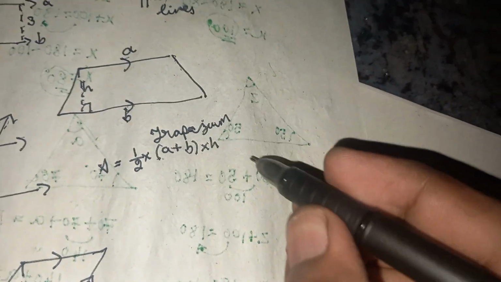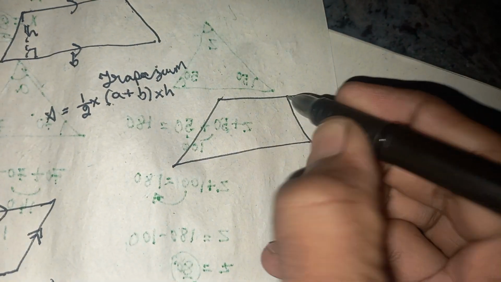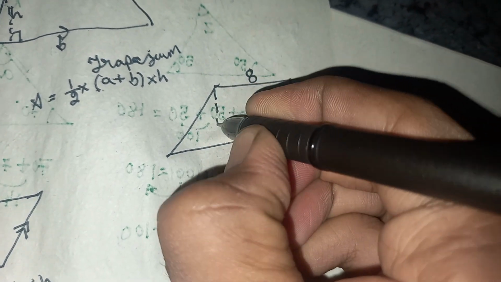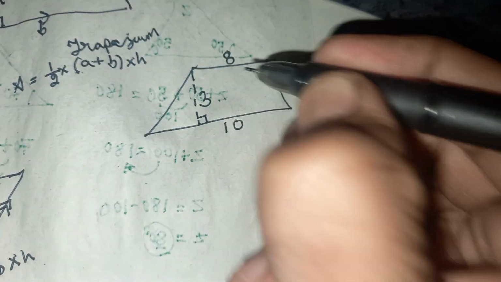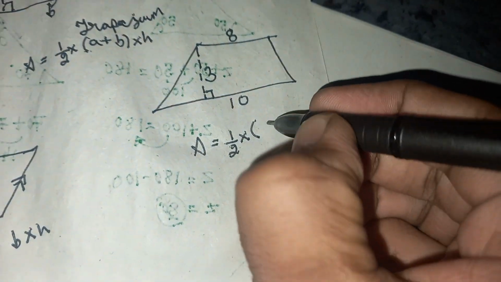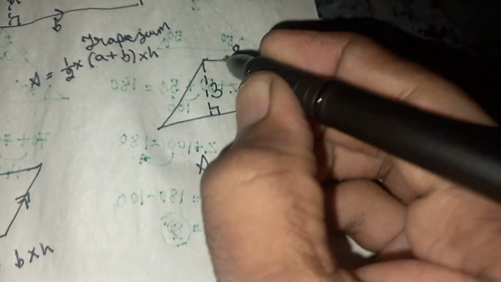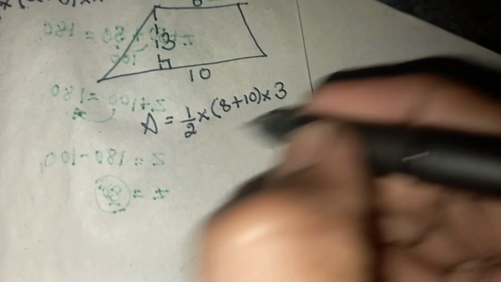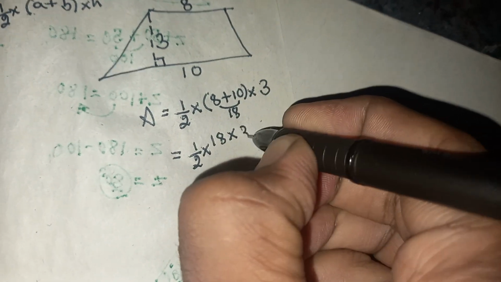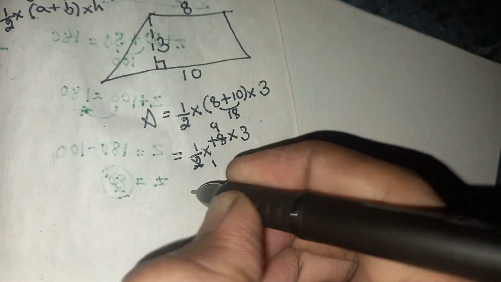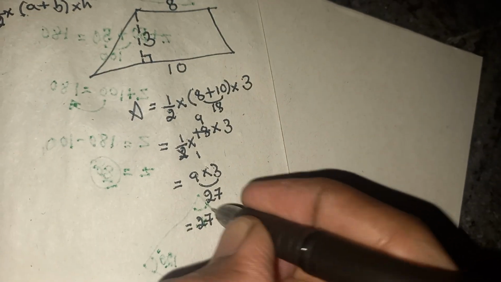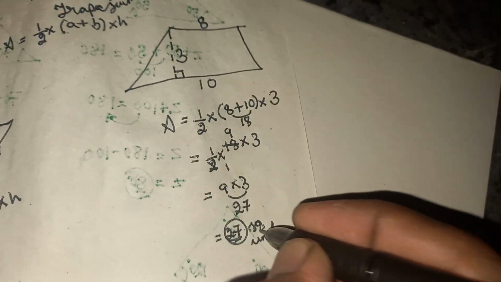Here, first to do the trapezium, you take a trapezium and they have given this parallel side length as 10 units, this parallel side 8 units, and the perpendicular height is 3 units. So you're going to get area equal to half times the sum of parallel sides, which is 8 plus 10, times the perpendicular height, which is 3 units. Here 10 plus 8 is 18, so it is half times 18 times 3, 2 ones are 2, 9 times 3, which is going to become equal to 27 square units. That's the area of the trapezium.